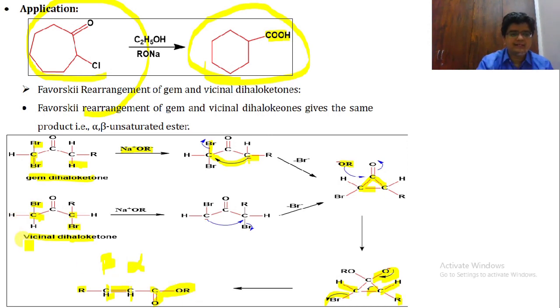Now let us understand the vicinal mechanism. Suppose we are reacting with the same, that is Na plus and OR minus. So what will happen? One of the protons will be removed from here. So here we are having a negative charge. Okay, so now this negative charge will attack over here. So this will leave from the reacting material. So it will have a transition state over here.